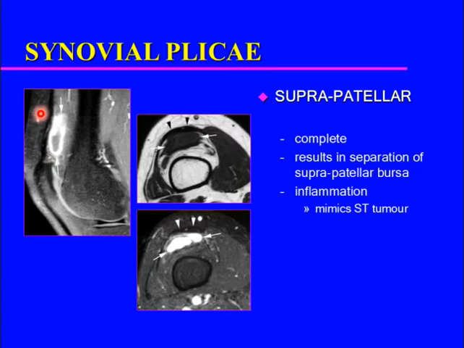You can see here a synovial plaque that is inflamed. It gets thick, edematous. You see it and think, is that a tumor, some sort of soft tissue mass? No, it's just a plaque that's inflamed. So you should keep it in mind.